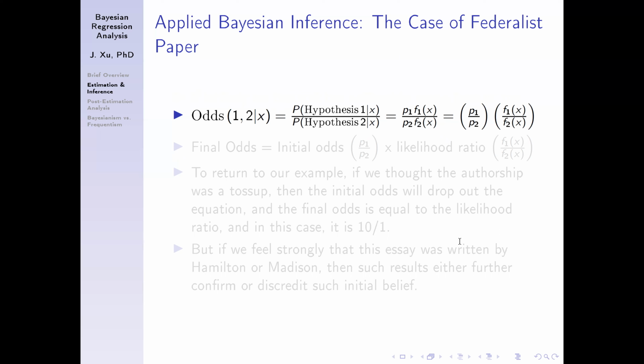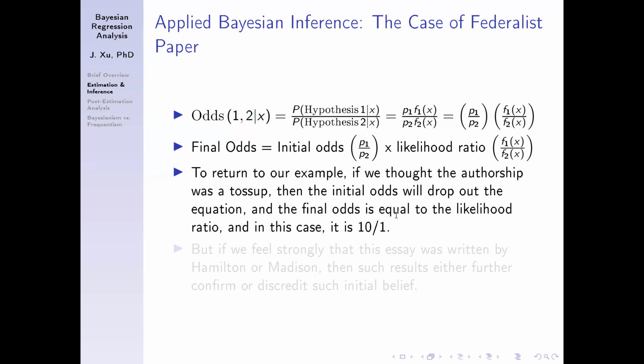And we can separate this ratio into two ratios. The final odds is equal to, we can reinterpret this equation to be the initial odds, that is P1 over P2, that ratio, multiplied by this likelihood ratio. The likelihood ratio basically is the ratio of two probabilities, or actually two likelihoods. Given the hypothesis, what the data look like: hypothesis 1 and hypothesis 2.